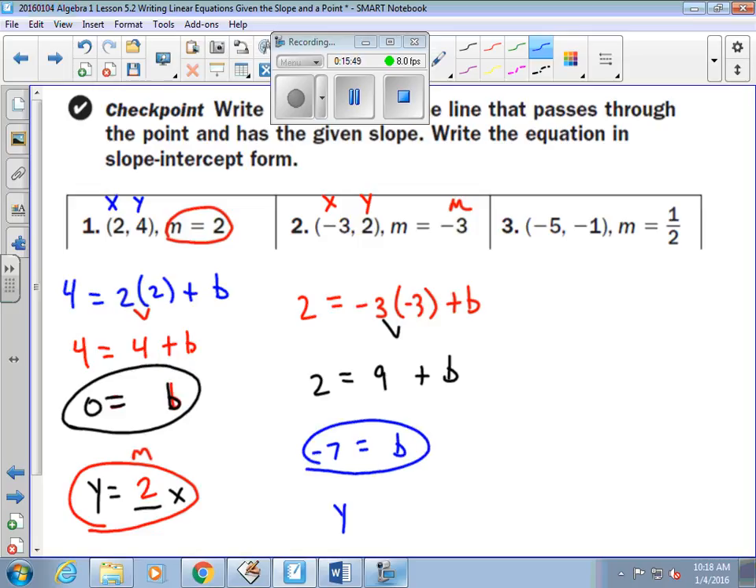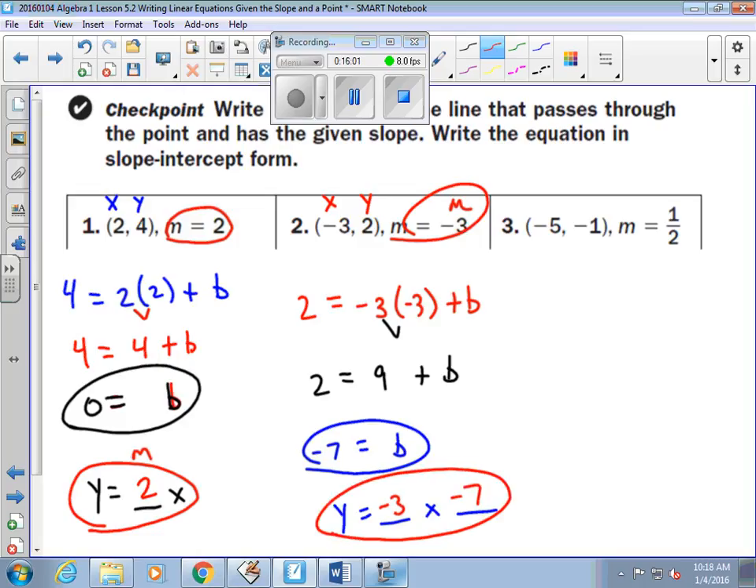Again, y equals mx plus b. m's value was given to us originally, negative 3, and b's value we just found, negative 7. y equals negative 3x minus 7.